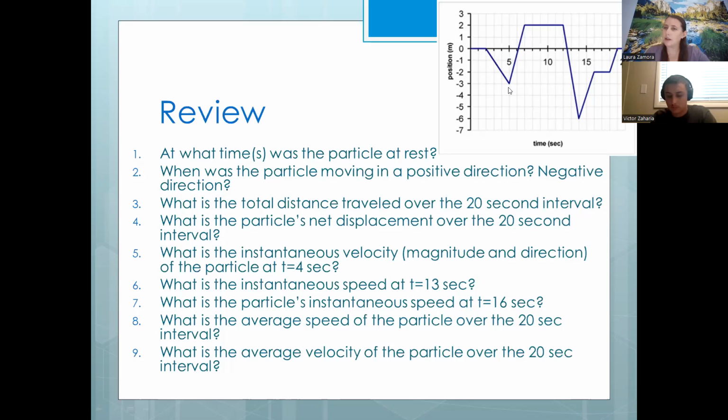Now, in real life, we can't just instantaneously change direction, right? From going in a negative position to a positive position, like we can't just do that.